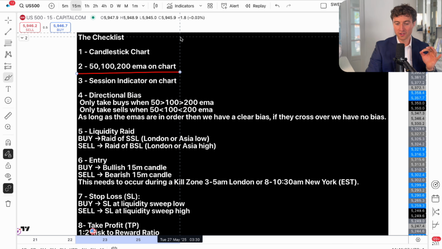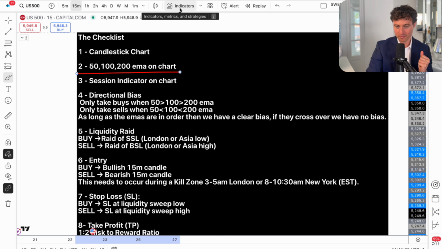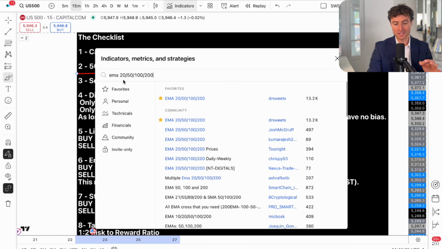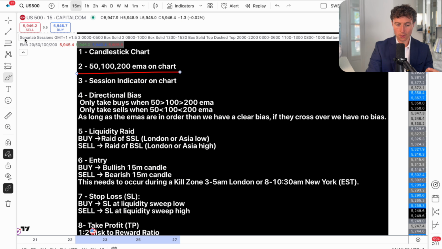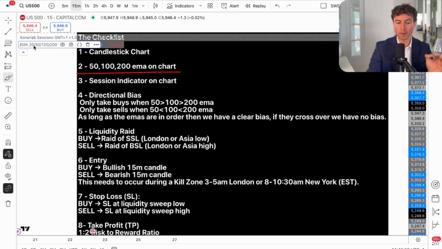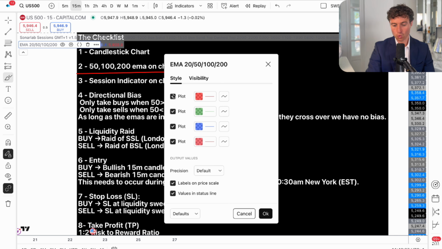Step 2, 50, 100, and 200 EMA on chart. Head over to the indicators tab at the top of your screen. And so if you type in EMA 20, 50, 100, and 200, it's this one right here by Dr. Sweets. For me, this has a yellow star next to it, and that's because this is applied in my favorites. So click this indicator and add it to your chart, and then head over to the left of your screen. You have the indicator drop down, and then double click the EMA indicator. So this is the 20, 50, 100, and 200.